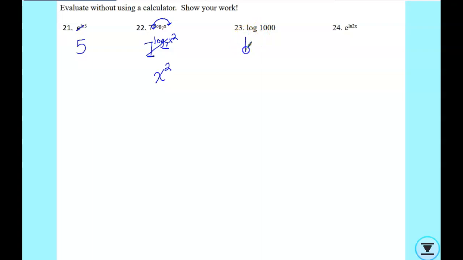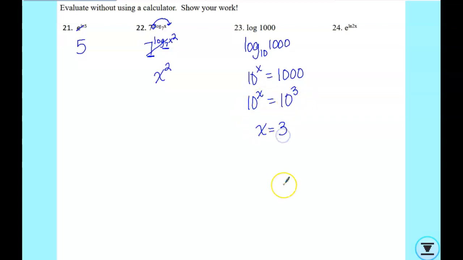Log of 10. So anytime that there's no base here, this is log base 10 of 1,000. So 10 to the power of what is equal to 1,000. So 10 to the power of x, I want to rewrite this as a power of 10. So this would be 10 to the third power. Our bases match, so they don't cancel out, but we just don't use them to figure out what our exponent is. So x would be equal to 3.